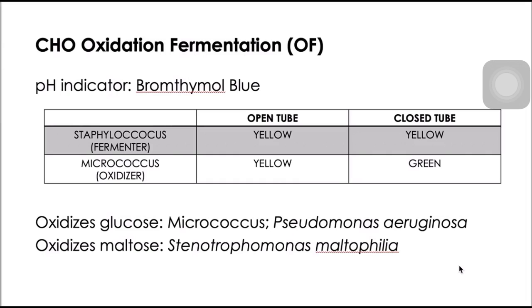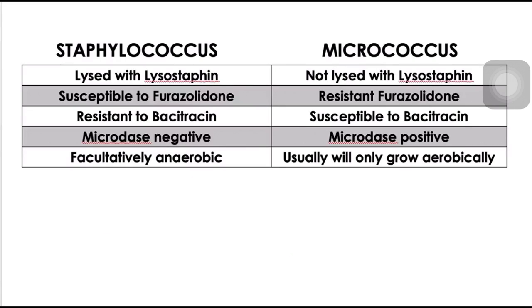Okay, so again for this one, Staphylococcus is known as a fermenter, while Micrococcus is an oxidizer. Aside from Micrococcus, also take note of Pseudomonas being not a fermenter, but it rather oxidizes glucose. While we also have Stenotrophomonas maltophilia, in its name, maltophilia, maltose loving, but this one is not fermenting maltose, rather it oxidizes maltose. Stenotrophomonas maltophilia. Okay, so again, in summary of your comparison.